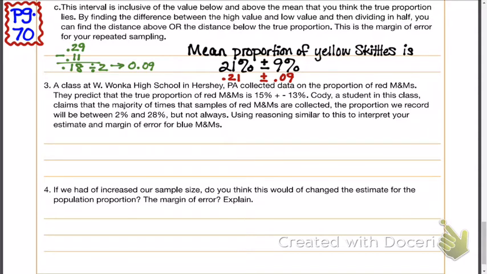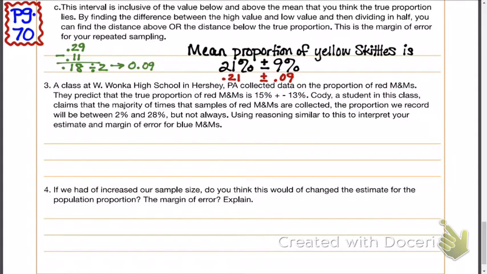So a class at W. Wonka High School, which is in Hershey, Pennsylvania. Have you guys ever been to Hershey, Pennsylvania? Ever heard of it? The streetlights are shaped like Hershey's Kisses. And they have like one of those boat rides, like you get in a little boat and it goes around a thing, like an amusement park thing. And they show you how the chocolate is made and they take you through different parts of the factory. It's pretty cool.